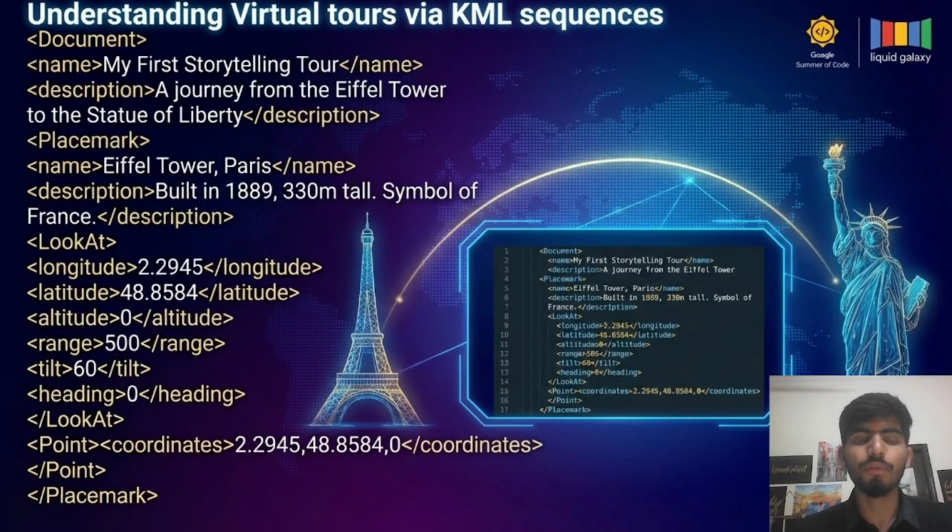Similarly, if we have to go to another location, we will be creating a placemark for that location also, and providing the coordinates and the angle of view to the user for that particular placemark also. As this states the description, the journey from the Eiffel Tower to the Statue of Liberty, the first placemark will be the Eiffel Tower, and the second placemark will be the Statue of Liberty. And similarly, we will be providing the name, description, LookAt, and the point by which the placemark will be created.